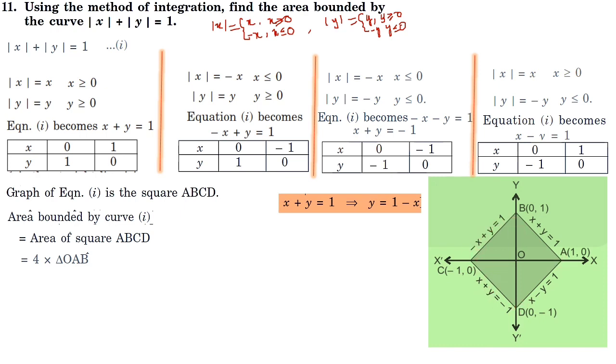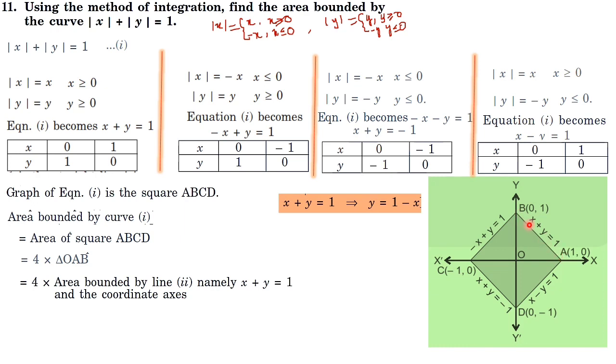So this area can be split as 4 into the area of this triangle OAB. That is 4 into the area bounded by the line x plus y is equal to 1. We did not mark this as line 2 here. So the area bounded by the line x plus y is equal to 1 is this portion.